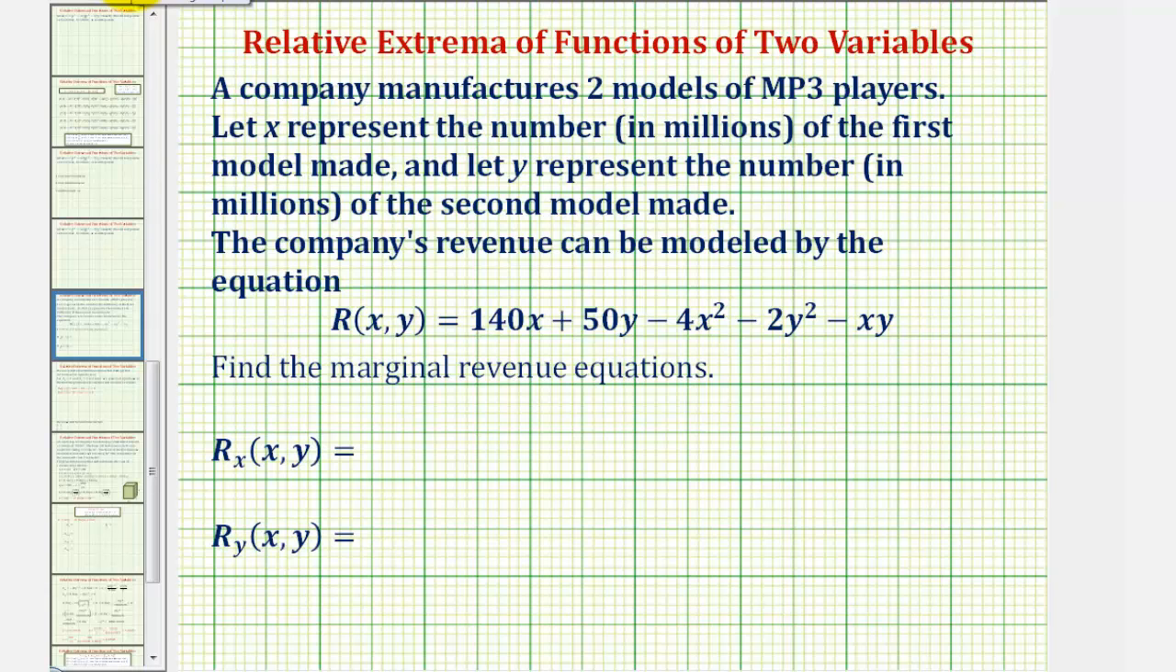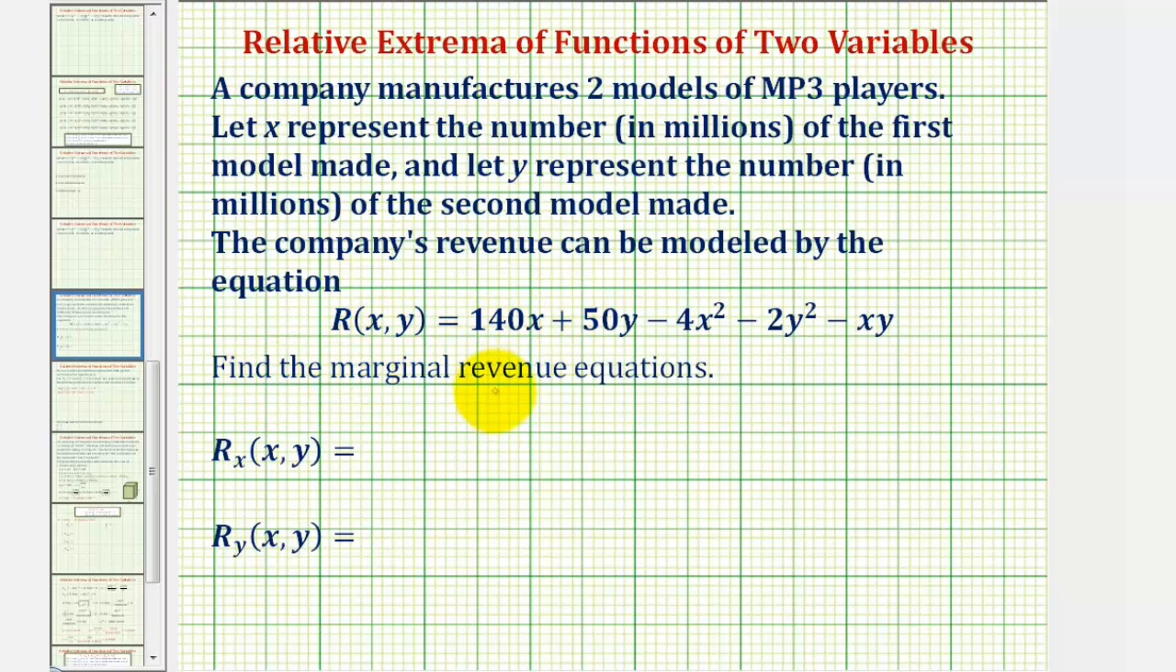A company manufactures two models of MP3 players. Let x represent the number in millions of the first model made, and let y represent the number in millions of the second model made. The company's revenue can be modeled by the equation R(x, y).